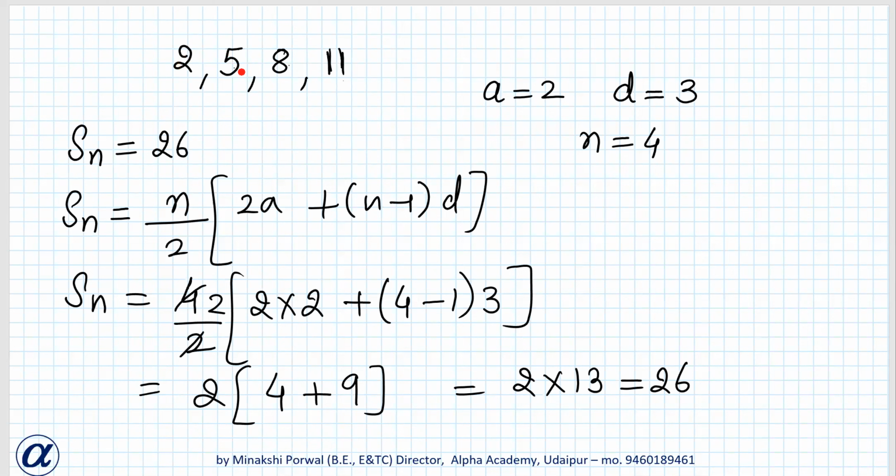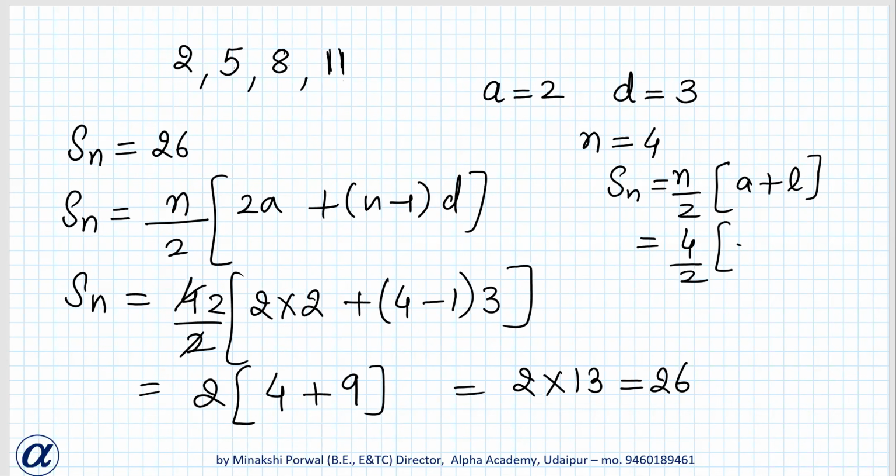Okay, ma'am. Now the next formula for Sn was n by 2 into A plus L. How much is n by 2? 4 upon 2. What is A? 2. What is L? 11. So this will be 2 into 2 plus 11, which is 13. So 2 into 13, it is again coming 26.